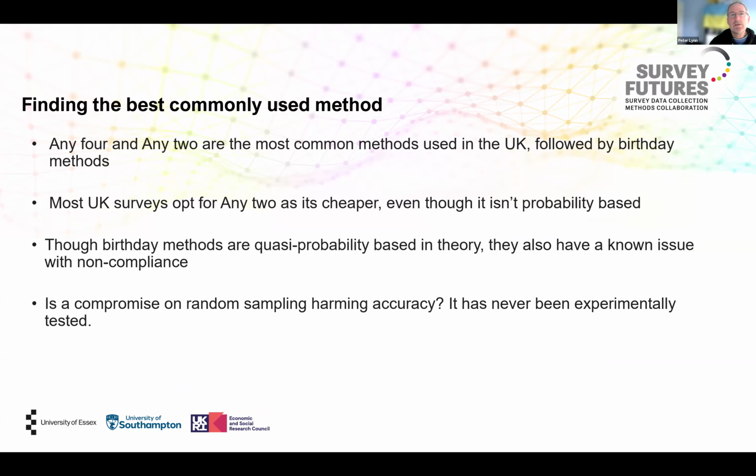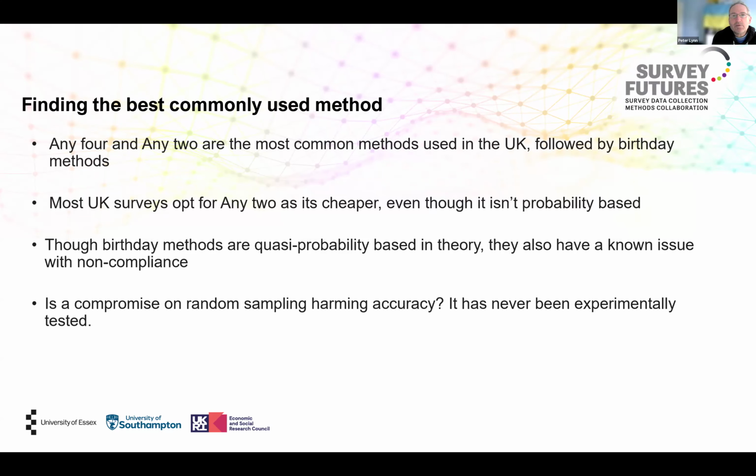So that's broadly a quick overview of all the methods available. In the UK at the moment, the NE4 and the NE2 method seem to be used on quite a few surveys. NE2, even though it's not probability based for all of the sample, as I said, it is for a lot of the sample, and it is cost effective.